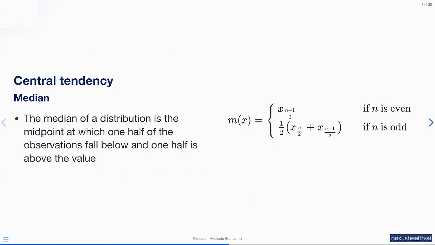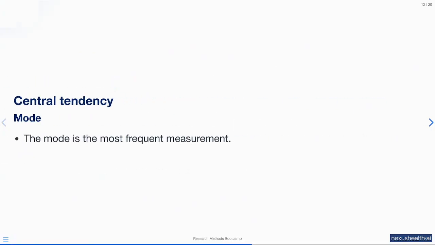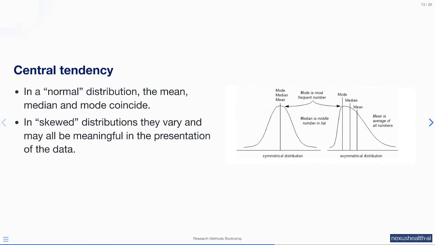So the median just marks the midpoint of the data distribution. Half of the values are above it, half of the values are below that point. The mode is simply the most frequent measurement in the dataset. In a normal distribution, the mean, the median, and the mode coincide and have the same value. In skewed distributions, they vary, and they all are meaningful in the presentation of the data.